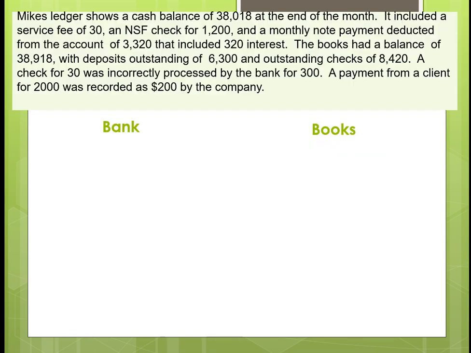Okay, Mike's ledger shows a cash balance of $38,018 at the end of the month. It includes a service fee of $30, an NSF check of $1,200, and monthly notes payable deducted from the account of $33. Now, that cash balance is actually not the ledger. That is what the bank is showing on the bank statement. So let me start that off in the beginning. Let me fix that right now.